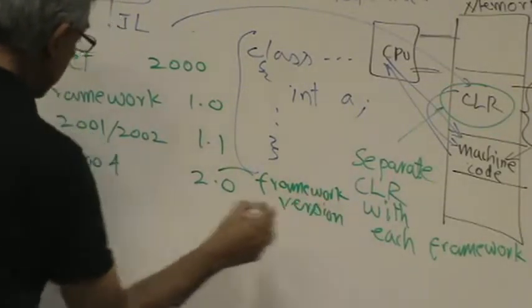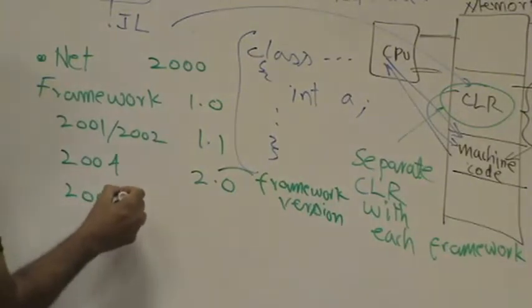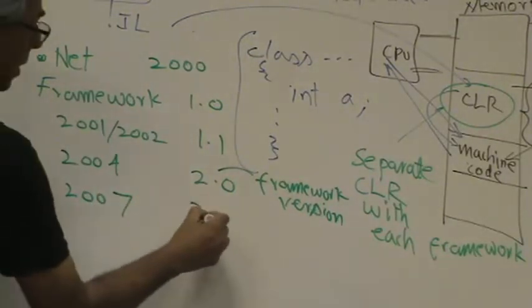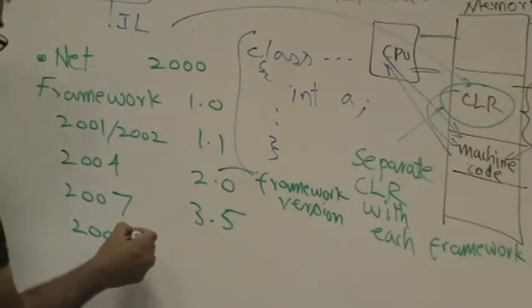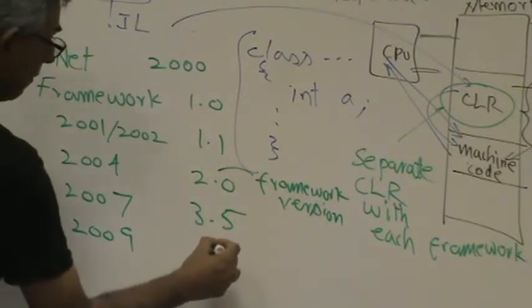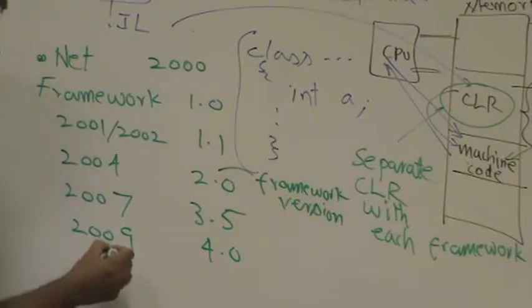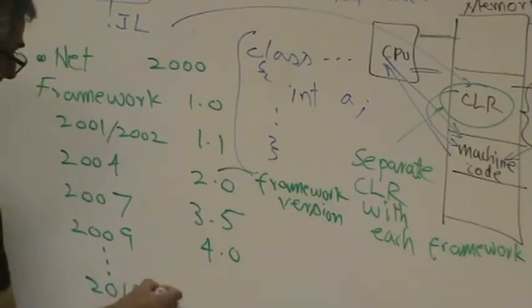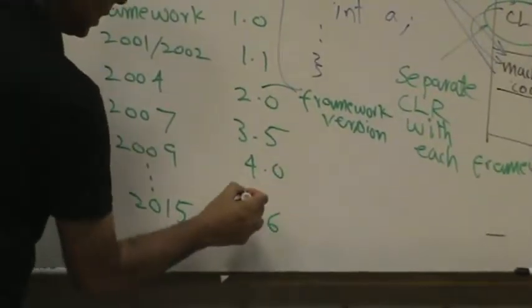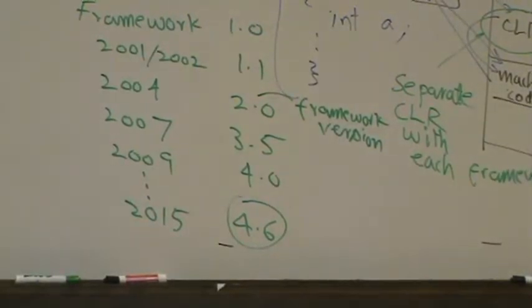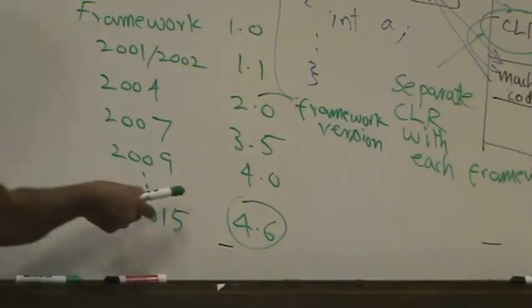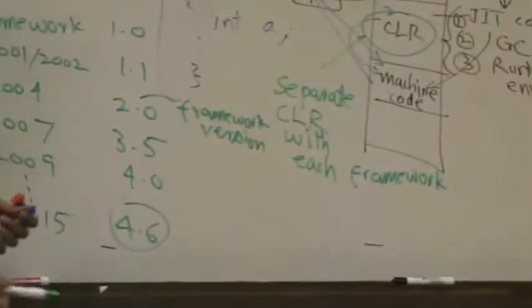Okay, then around the 2006-07 time frame, it was framework 3.5. The 2008-09 time frame, framework 4.0. Anyway, the latest, which is 2015, is framework 4.6. So if you have to create anything new, you should use the latest framework. And once again, with every framework, there's a separate CLR.